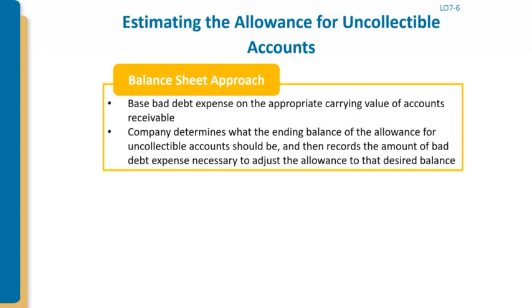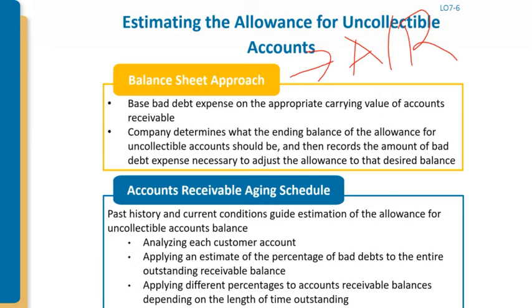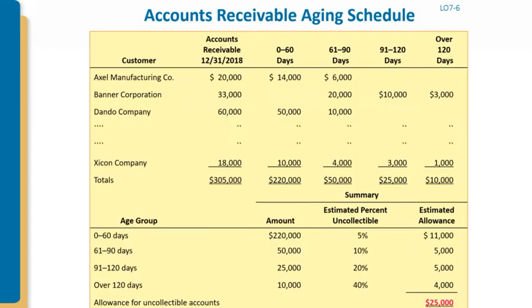So, estimating the allowance for uncollectible amounts. Now, the balance sheet approach. The balance sheet approach means that in this method we calculate a certain percentage of accounts receivable as our bad debt, and we will create an allowance for that, using the accounts receivable aging schedule. Let's see an example of the aging schedule. So this is the aging schedule, you can see.